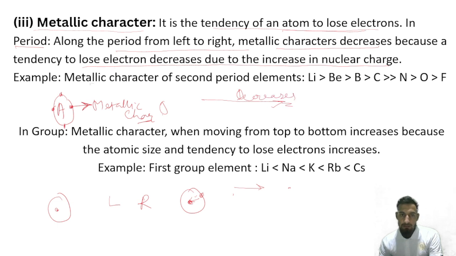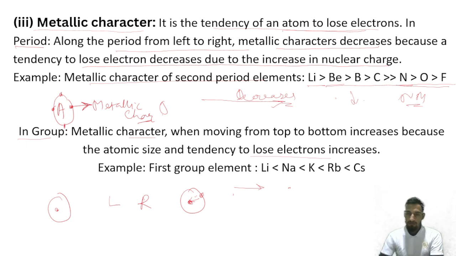We can see, for example, metallic character of the second period elements. Lithium is metallic, beryllium is metallic, but these elements, nitrogen, oxygen, fluorine, these are what? Non-metallic elements. We will see non-metallic character in the next slide. But for now, you just see that the metallic character decreases on going from left to right in a period. Similarly, in a group, metallic character when moving from top to bottom increases because the atomic size and tendency to lose electrons increase.